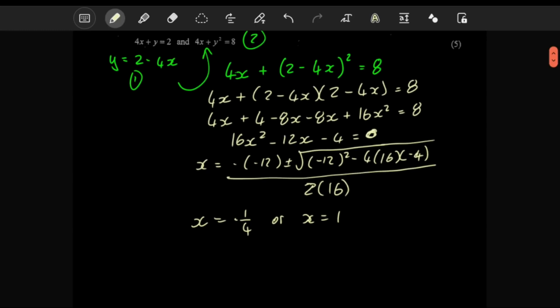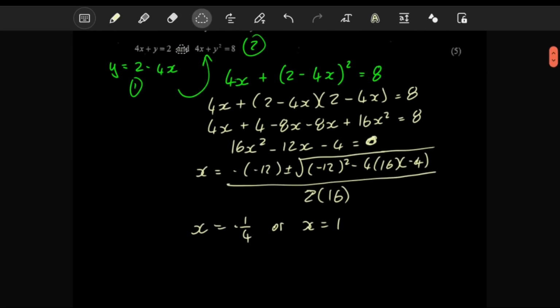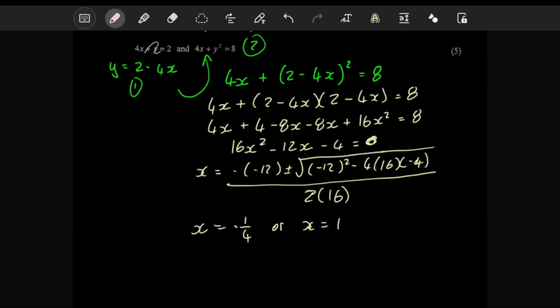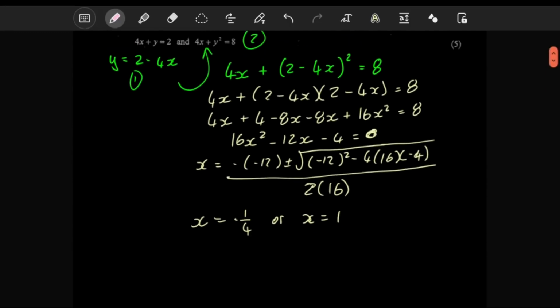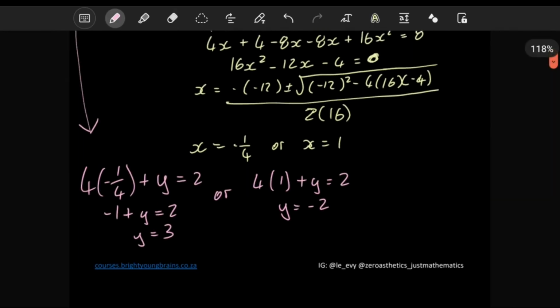So here we have gotten an x value. Let's just get the corresponding y to this. So we can just use any of your equations, preferably the one that looks simpler. So let's just use that one. In this equation where x is, we're going to throw these two and then get y values. Let's do that. There we go. y is equal to 3, or y is equal to negative 2.